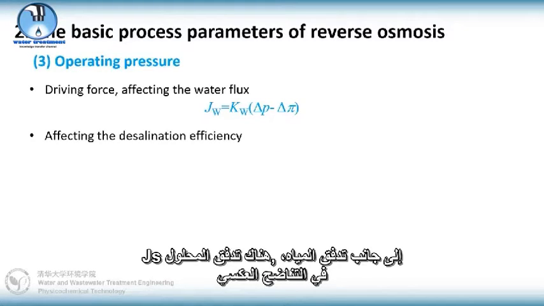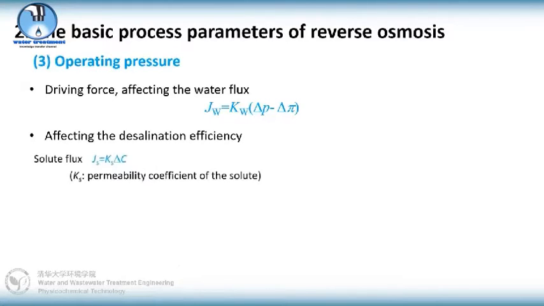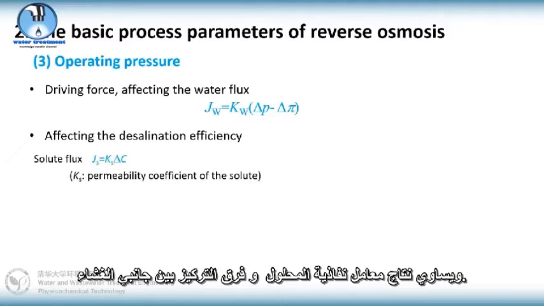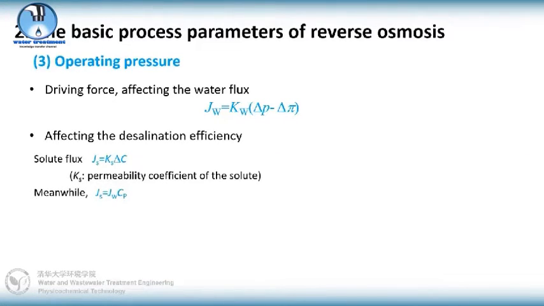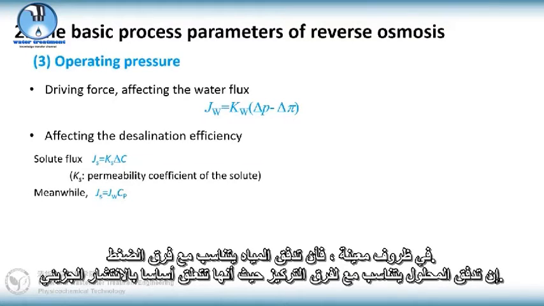Besides water flux, there's a solute flux Js in reverse osmosis. It equals the product of permeability coefficient of the solute and concentration difference between the two sides of the membrane. Besides, it's also the product of water flux and concentration of desalinated water. Given certain conditions, the water flux is proportional to the pressure difference. The solute flux is proportional to the concentration difference since it's mainly related to the molecular diffusion.